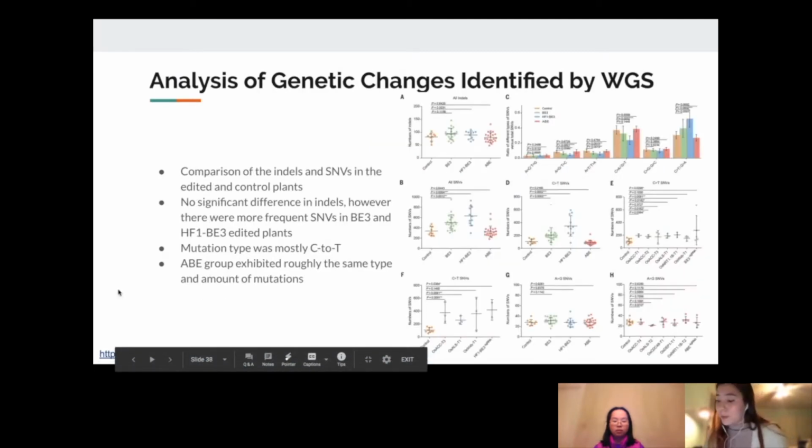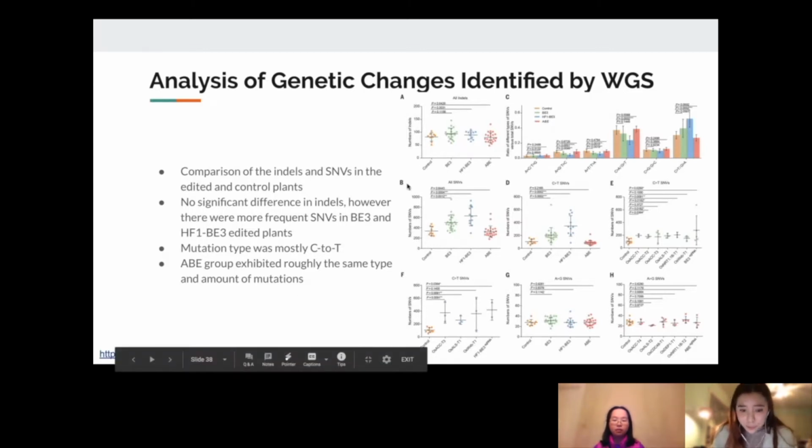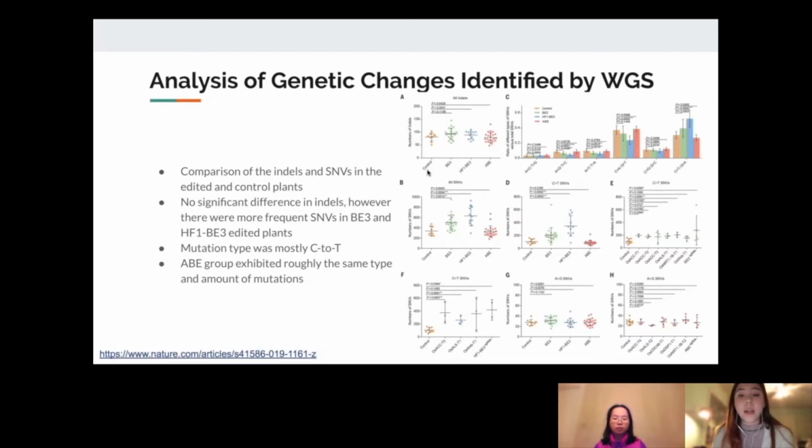All right. So they compared the results of this whole genome sequencing between the plants that were transformed with different types of base editors and the ones that were just controls. So in this whole chart on the right-hand side, anything that is noted by orange is going to be a control. Anything that's noted by green is going to be transformed by BE3. Anything that's blue is transformed by high fidelity BE3. And everything that's red is transformed by the ABE.